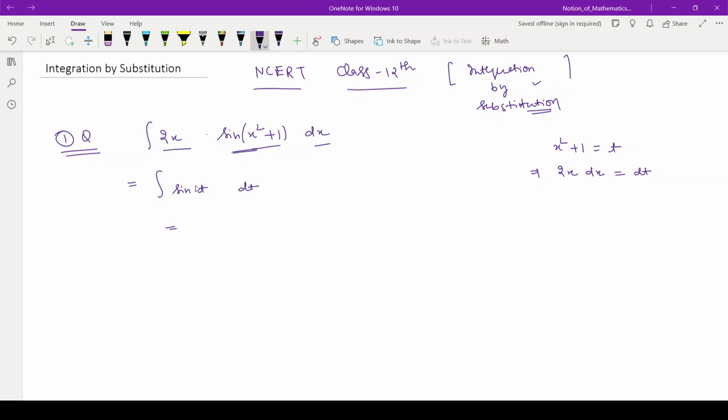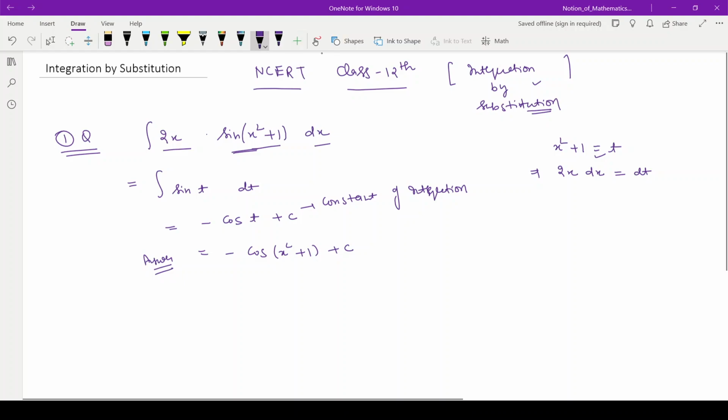So we know the integration of sine t is minus cosine t, and it is an indefinite integration, so we will add an arbitrary constant, or we may say the constant of integration, here. Ultimately it is minus cosine t, and t was substituted for x square plus 1. So it is minus cosine of (x square plus 1) plus c. So this is the answer of our first question.